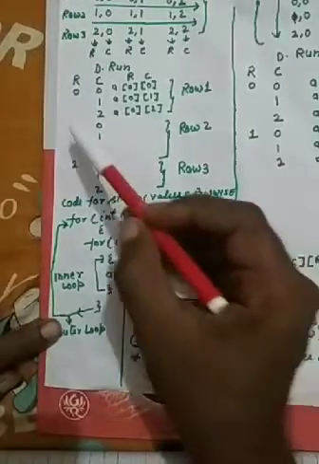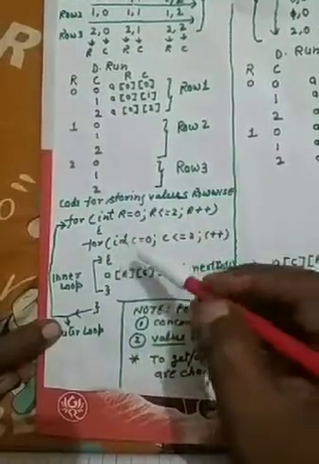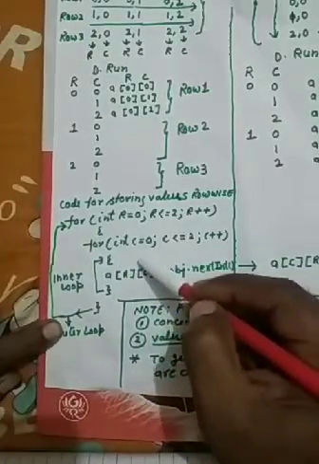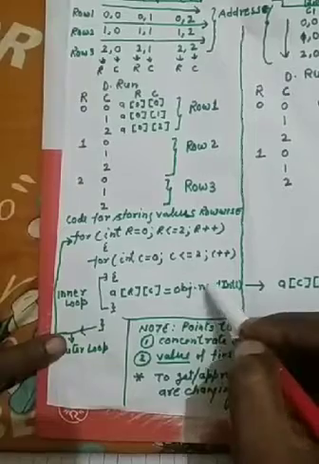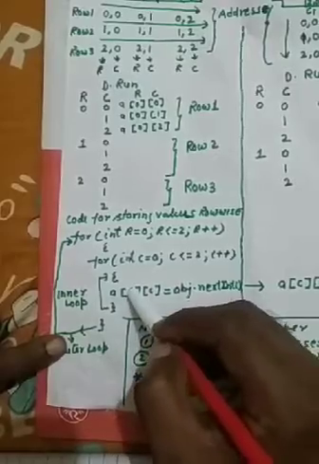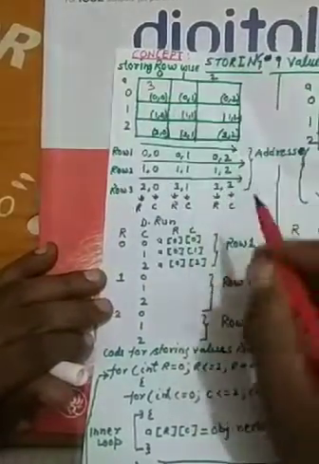Here, what is the value of r? 0. And what is the value of c? 0. A[0][0] means it is asking for the value for which location? This location. Getting it? So A[0][0] with the object's nextInt: it is asking for the value for array A at location 0,0. Suppose the user gives 3. So 3 will be stored here.